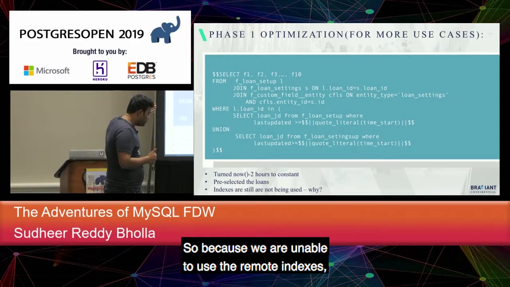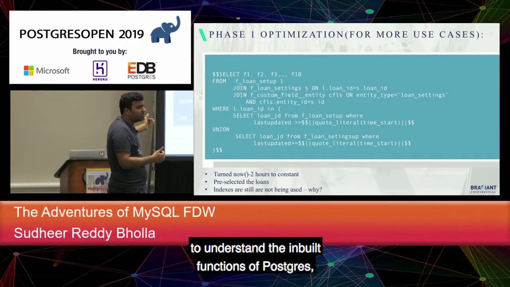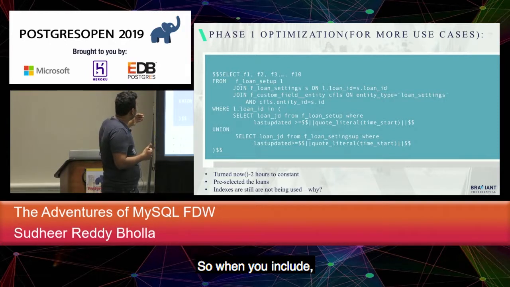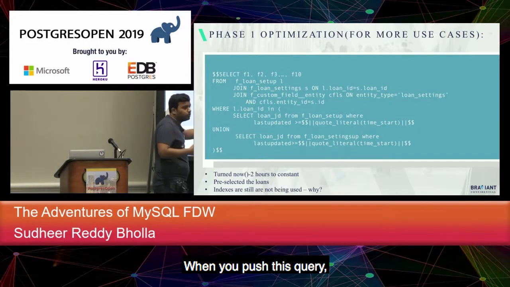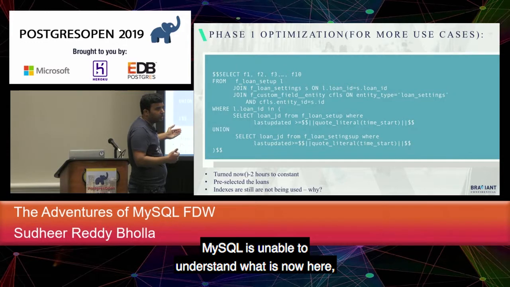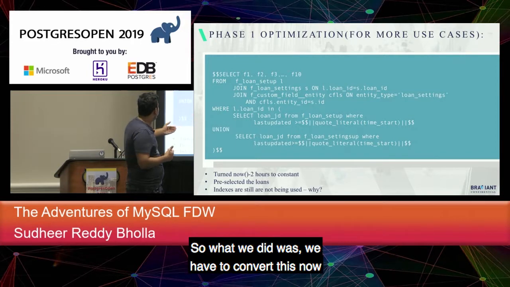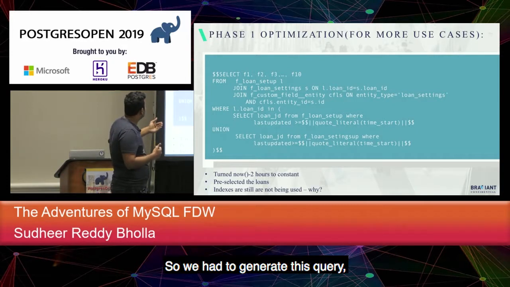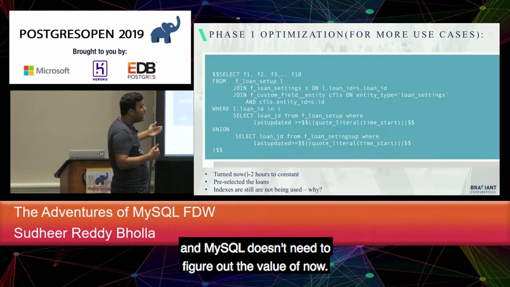and what we are trying to solve here. Because we are unable to use the remote indexes, the first thing we understood is that MySQL is unable to understand the inbuilt functions of Postgres, such as now. So when you include, let us say, last updated equal to now in this query and push it, MySQL is unable to understand what now is. Somehow it's doing the whole scan even if there is an index on last updated. So we had to convert this now to an actual value, generating the query such that now is always replaced with an actual value, and MySQL doesn't need to figure out the value of now.